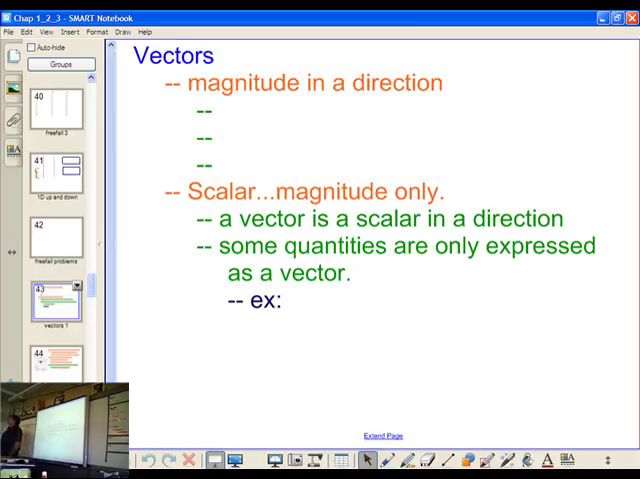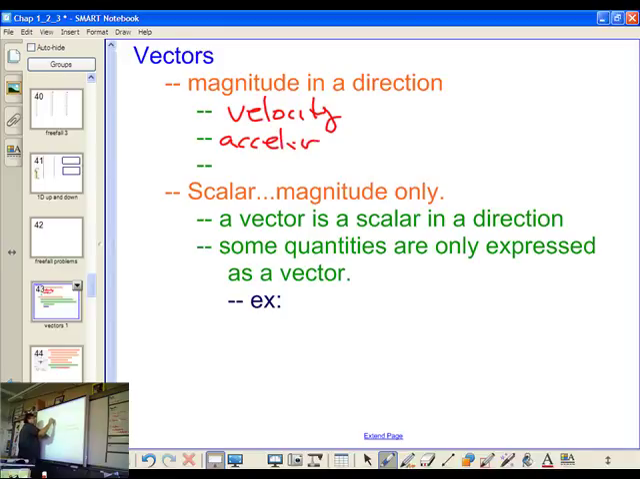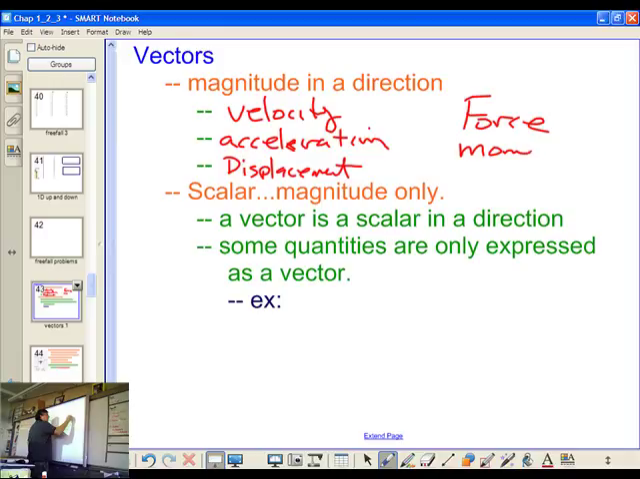So vectors and scalars. First of all, vectors. Remember, some of the things we've seen so far are vectors. Vectors are a magnitude and a direction, a how much and a direction. Some of the vector quantities we have seen so far: velocity, acceleration, and displacement. Some we're going to see in the near future: force and momentum.